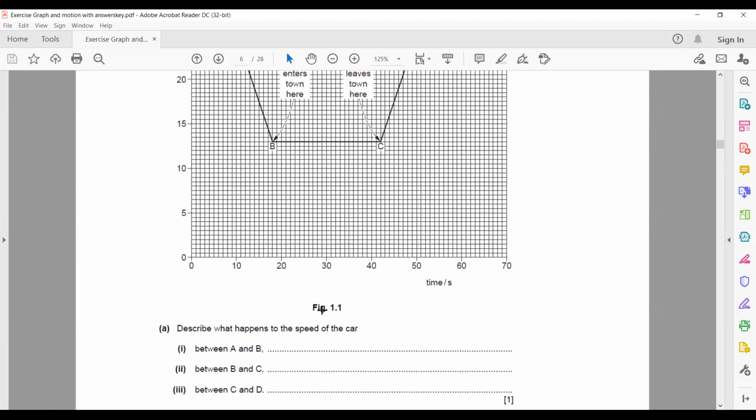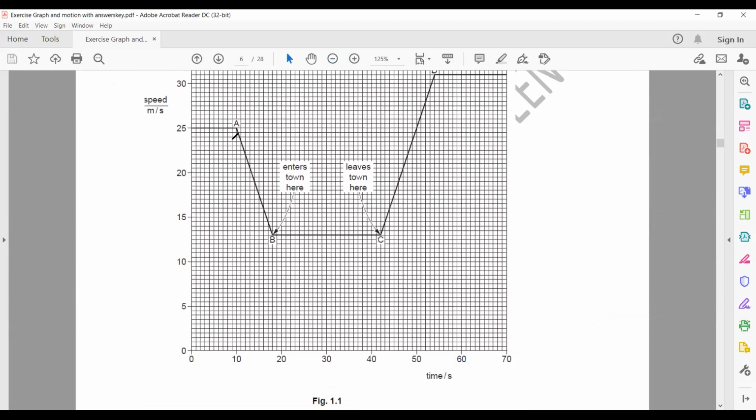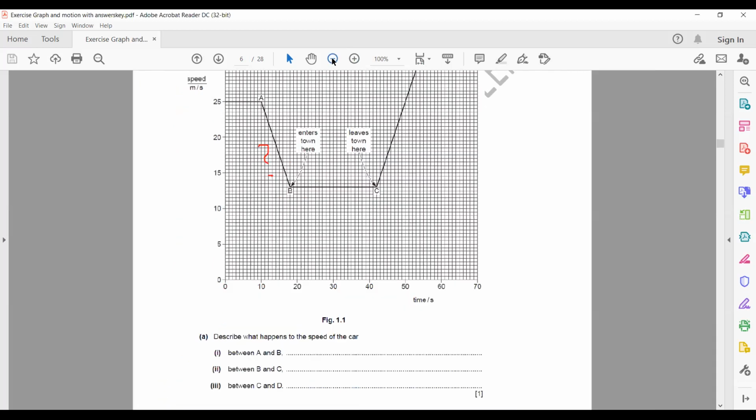Describe what happened to the speed of the car from A to B. From A to B, what is happening to the speed of the car? Accelerating, constant acceleration, constant deceleration, zero acceleration, or acceleration increasing, decreasing. What can we say from A to B? Yeah, that's right. Constant deceleration. Why deceleration? Because the original speed at A was 25, and at B it is a smaller value. So it is not accelerating. Basically, it is decelerating.